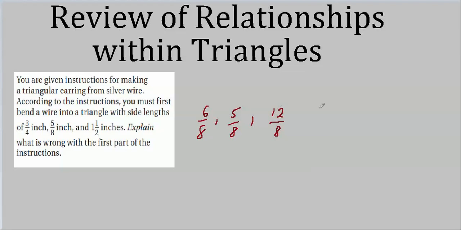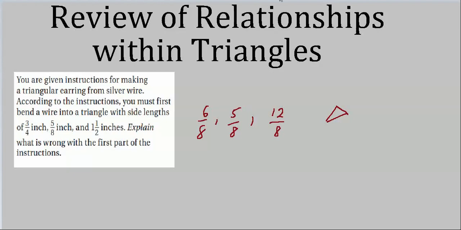And remember, for any triangle, pick any two sides. Doesn't matter which two sides you pick. Add them up, you got to get a number. Add up the lengths of any two sides, and you'll have to get a number greater than the length of the remaining side. And when we add these two up, that doesn't happen. We get 11 over 8, which is not greater than 12 over 8. So, we're out of business. And the poor woman's not going to get her triangular silver earrings.